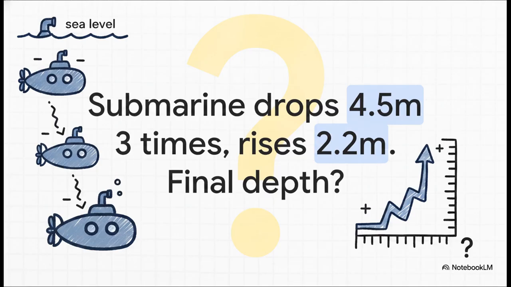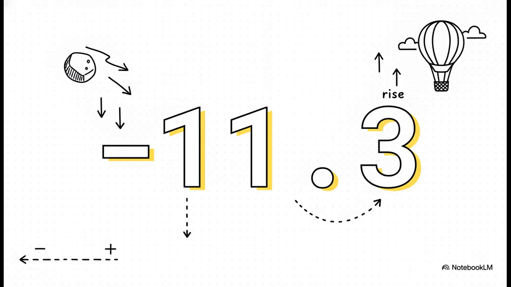Go ahead and pause the explainer right here. Use your internal monologue to track the positive and negative signs, map out the operations, and solve for the submarine's final depth. I'll wait. Okay, let's see how you did.